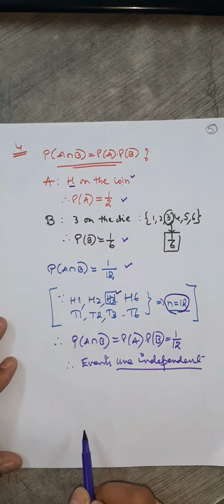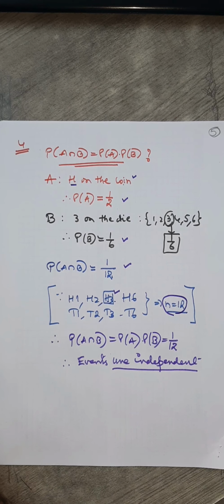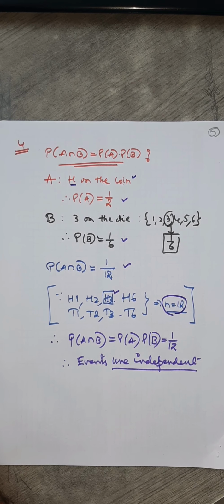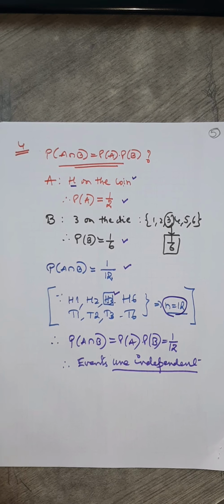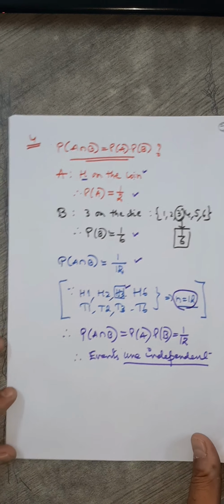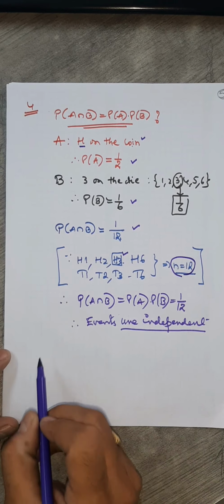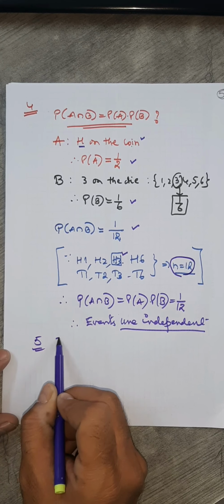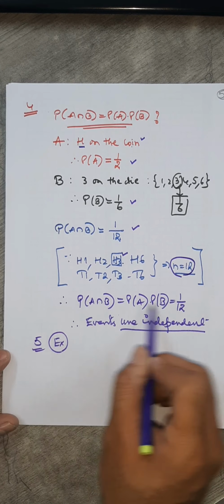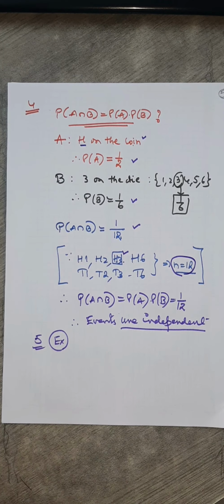Events are independent because the intersection equals the product. Okay. What about next? Next is the same question. I'll not do it. So question number 5 is for you. Try the same way. Same thing you want to check. Do it. I'm sure you can do it.